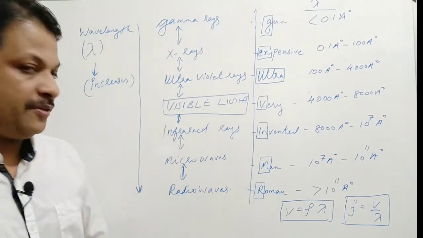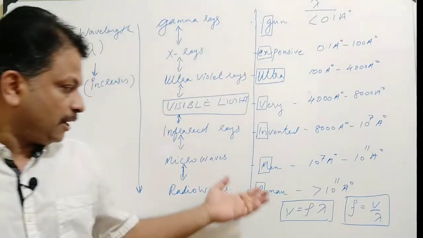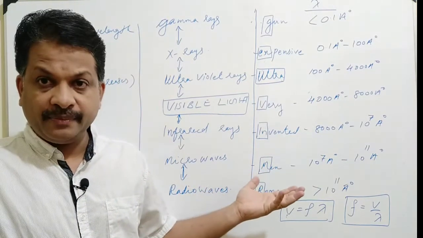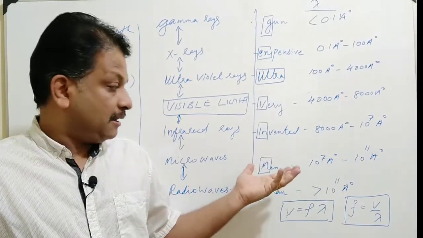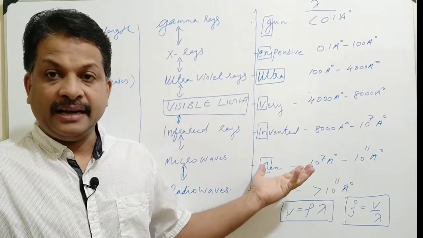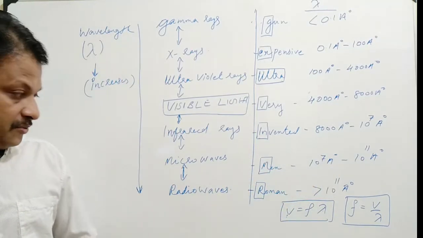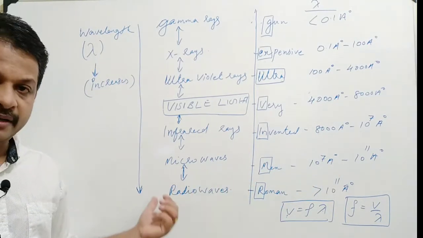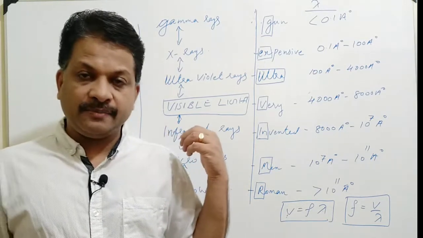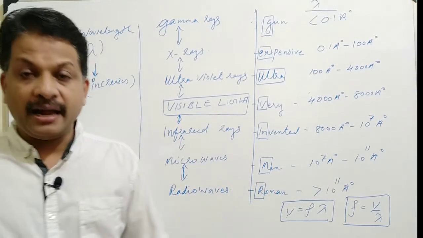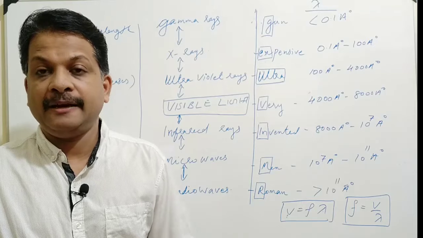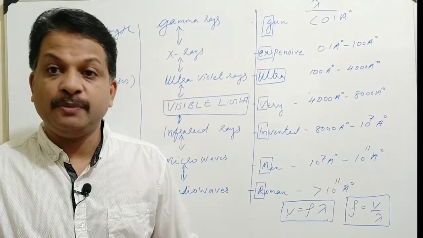Then coming to microwaves, all of you know microwaves. Microwaves are used in microwave ovens. They are used in communication purposes, satellite communications. And radio waves, with the largest wavelength, can travel a much longer distance. Radio waves are used in radar communication, TV and radio transmission purposes.